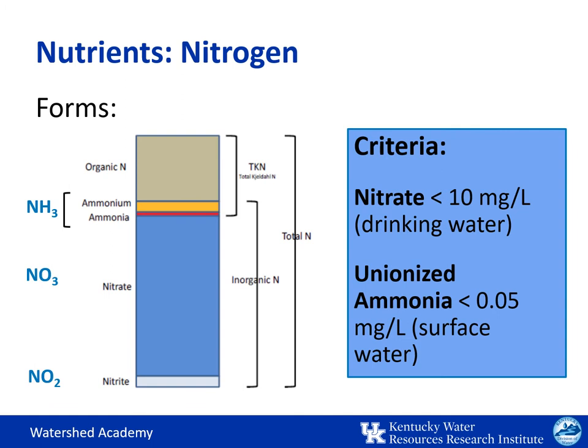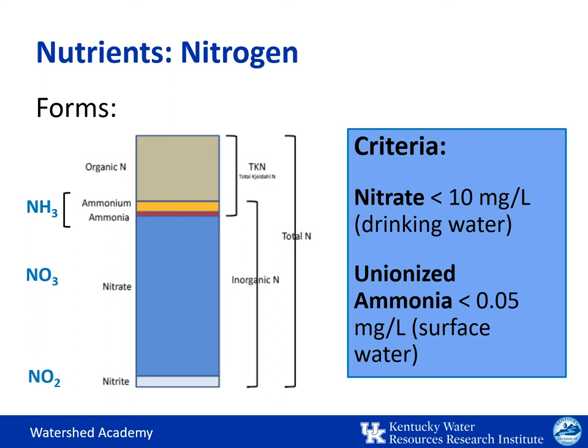Lastly, organic nitrogen includes both living and dead algae and organisms, as well as soil and human and animal waste. Total Kjeldahl nitrogen, or TKN, represents the total of ammonia and organic nitrogen. The total nitrogen is determined by summing the TKN, the nitrate as nitrogen, and the nitrite as nitrogen.